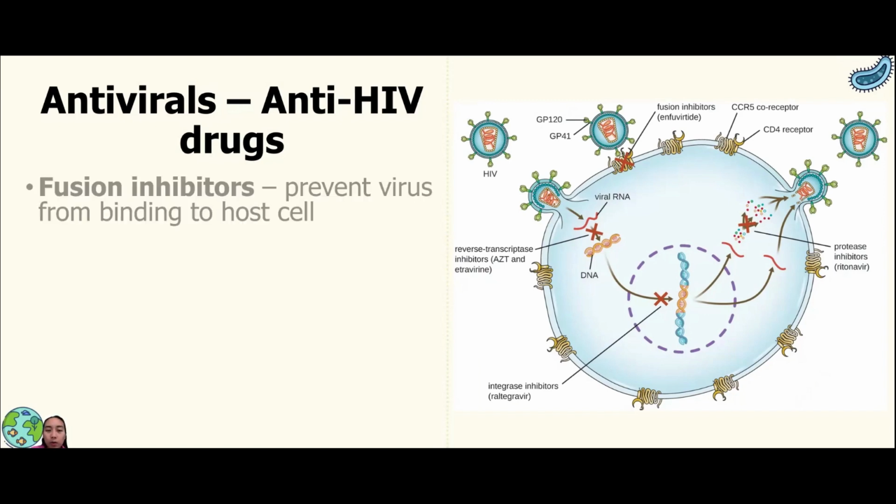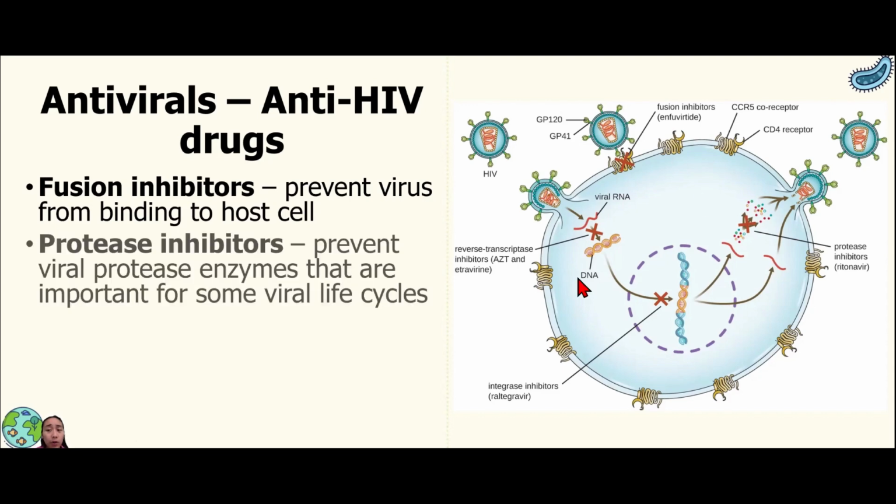One group is called fusion inhibitors. These are drugs that prevent the virus from binding to the host cell. If you remember, a virus has to bind to the host cell and then enter. And if we block the binding, then it can't enter, and so that stops the viral life cycle from the beginning.